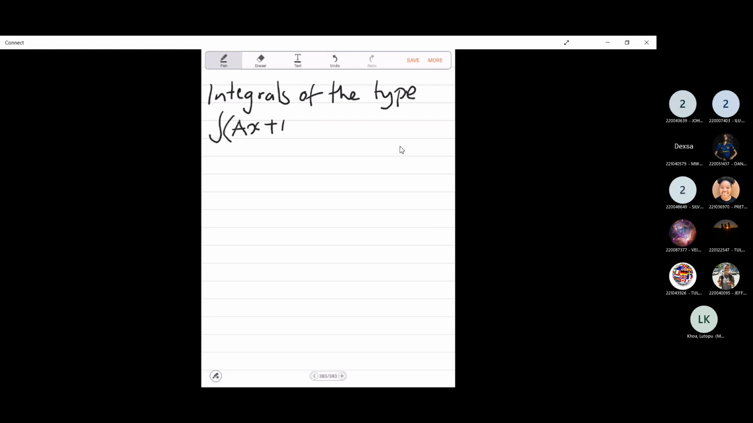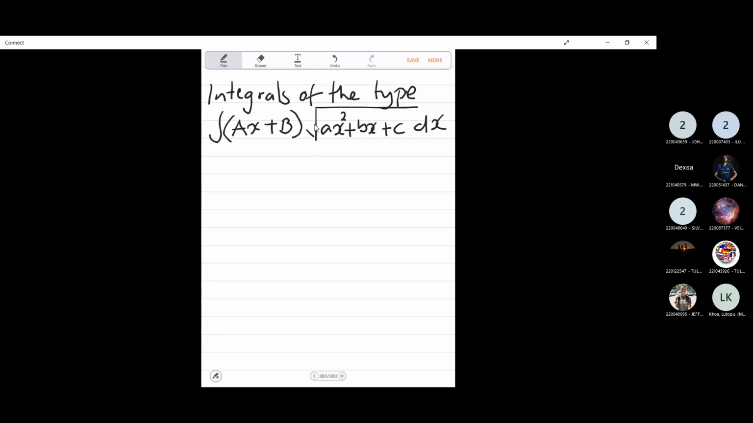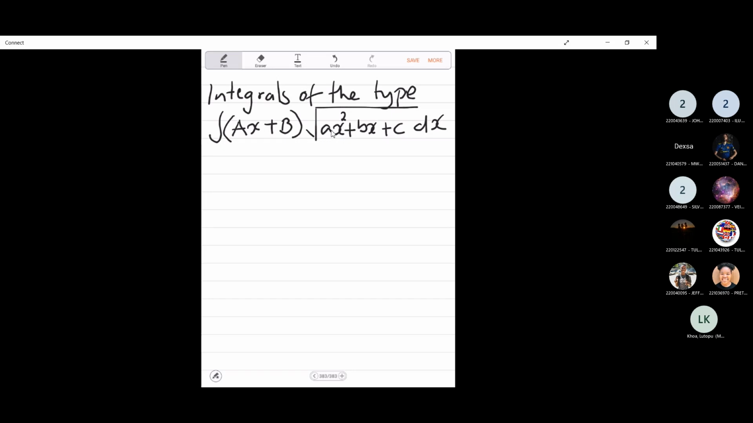So today we look at integrals that look like this: the integral of something times the square root of ax squared plus bx plus c, dx. We have done integrals that just have the square root. We said you must complete the square and then make the substitution depending on whether it's in the form u squared minus a squared, u squared plus a squared, or a squared minus u squared.